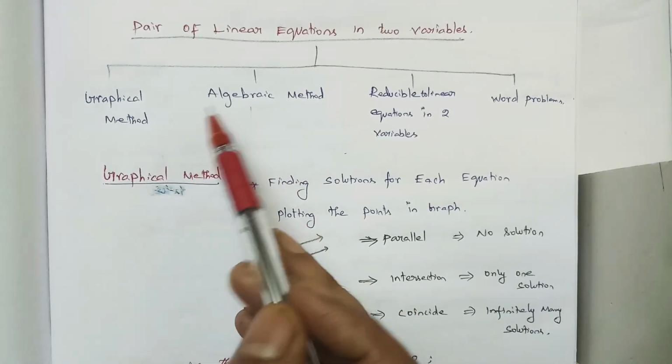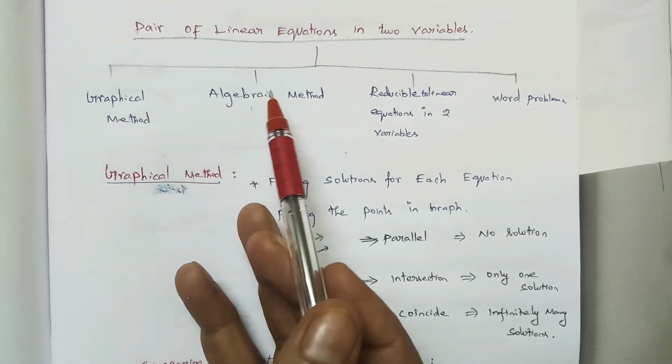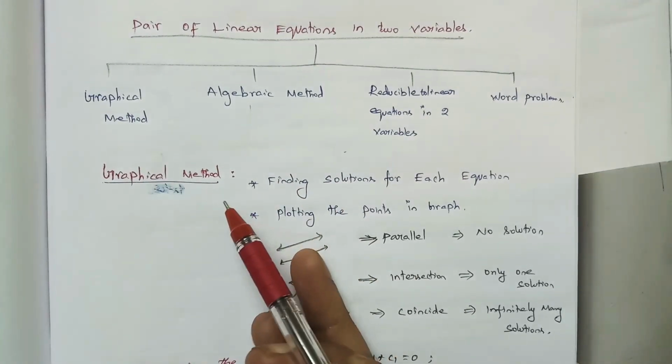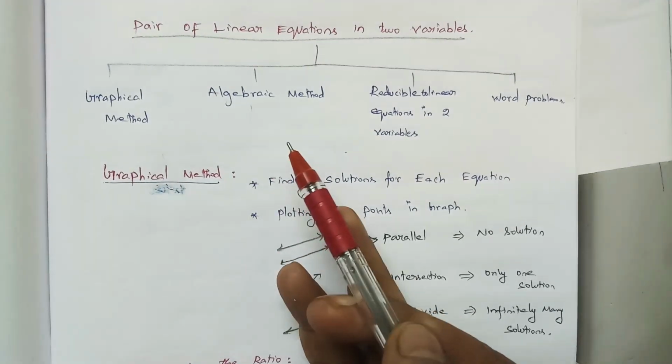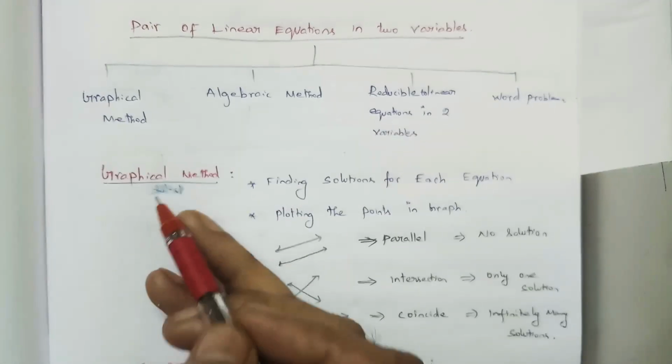So what methods do we have? We have two kinds: one is the graphical method, another is the algebraic method. In the algebraic method we have three types: by using elimination, substitution and cross multiplication methods we will find the solution. We will see them one by one. First, the graphical method.